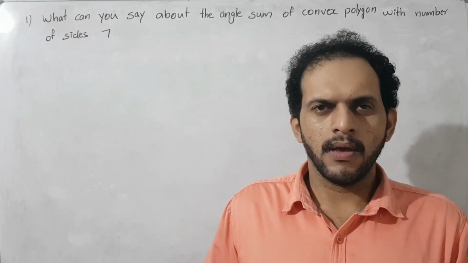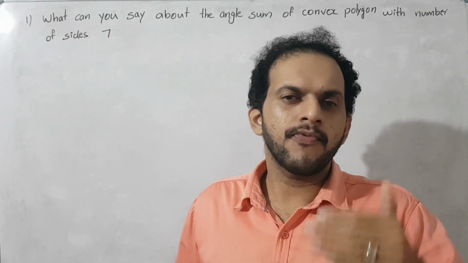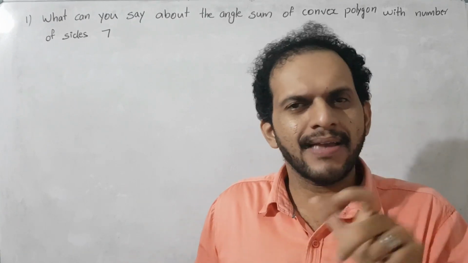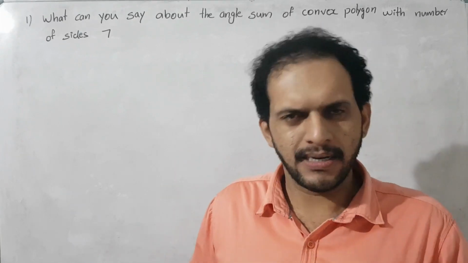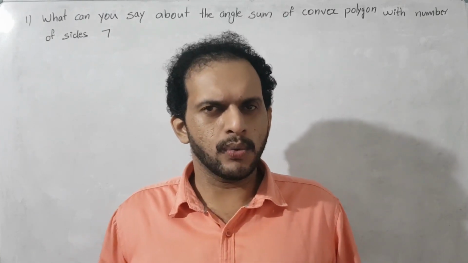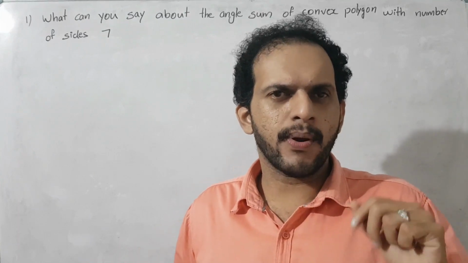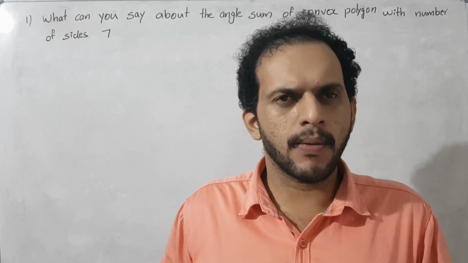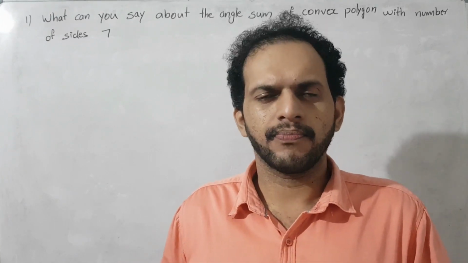How do we find the angle sum if you know the sides of the polygon? So we generalize the idea like this. If a polygon has n sides, what is the angle sum? The angle sum of the polygon is equal to (n minus 2) into 180. That is, the number of sides minus 2, the result into 180, is the angle sum of the polygon. Correct? The polygon has n sides.